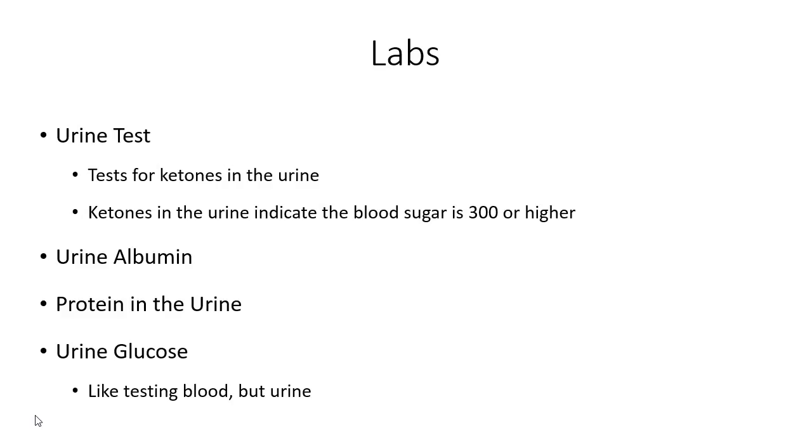Other labs, you'll do a urine albumin, because you'll find that there's actually protein in the urine. They'll have urine glucose. It's like testing your blood, but it's in urine. I have a friend who is from England, and he's a type 2 diabetic, and every morning he pees on a stick, and it tells him whether or not his sugar is high based on that litmus test. I'm not quite sure exactly how accurate it is, but he's been doing it for about 10 years, and he's not dead, so he must be doing pretty well.